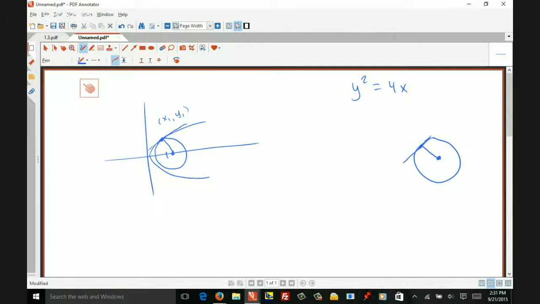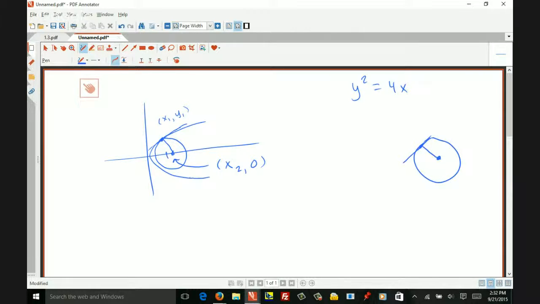What is the y value on your x-axis? What is y equal to? Say it again, Dalton. 0. Y value is equal to 0 on your x-axis. So you do know that one value right there. This is going to be x2, 0.